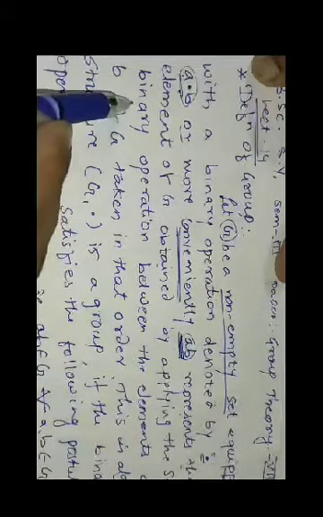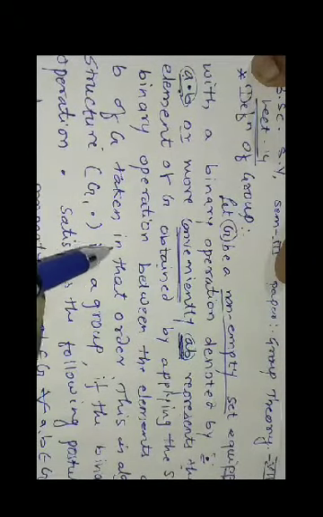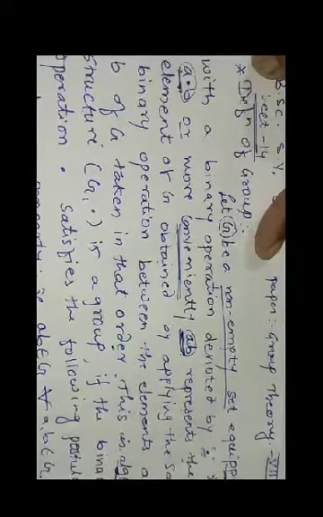Try to understand. AB represents the element of G obtained by applying the said binary operation between the elements A and B of G taken in that order. So this is an algebraic structure, and this is a group if the binary operation dot satisfies the following postulates.